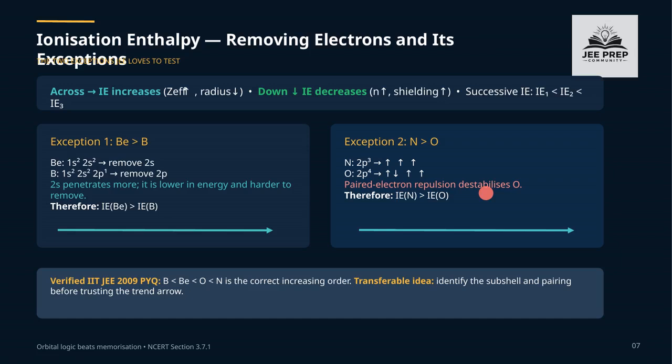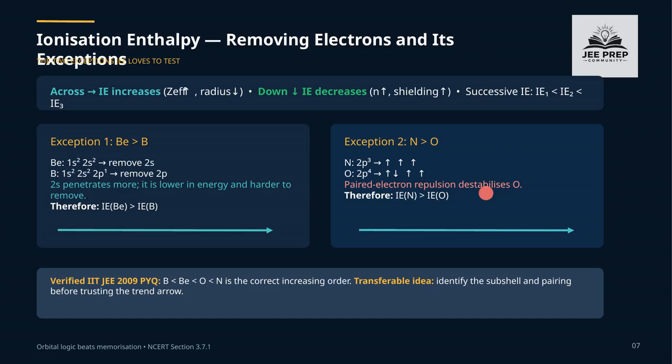Now the famous exception. Chlorine has a more negative electron gain enthalpy than fluorine. The values are approximately minus 328 kilojoules per mole for fluorine and minus 349 for chlorine. At first, this seems surprising. Fluorine is above chlorine, has a smaller radius, and is more electronegative. Why does it not release more energy when it gains an electron?